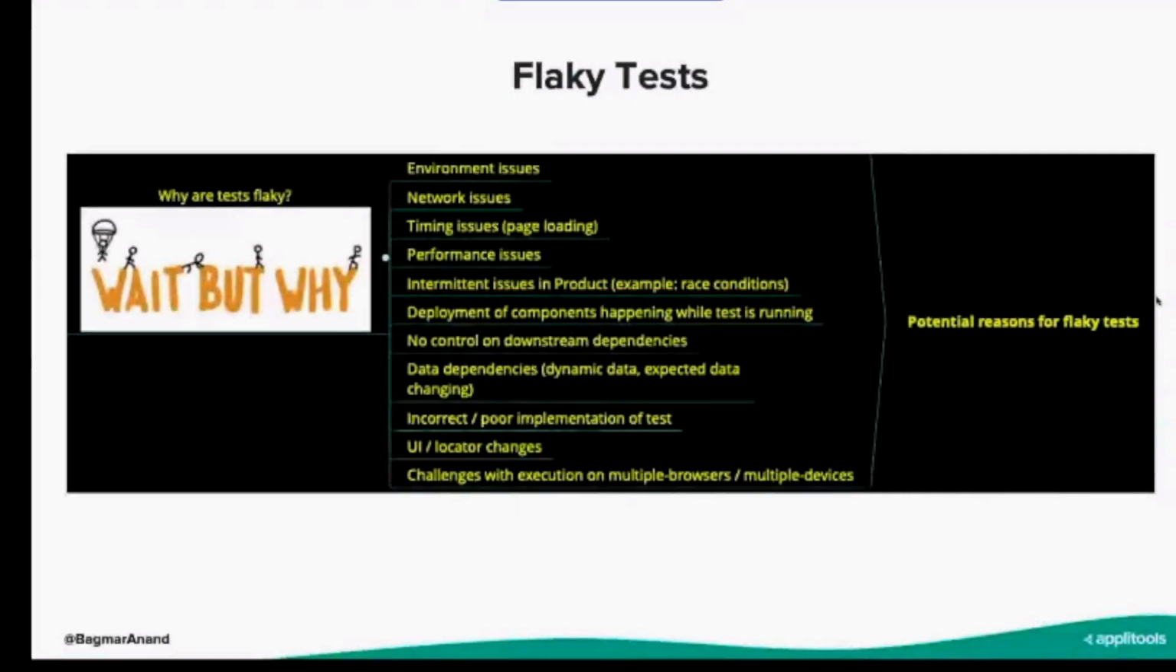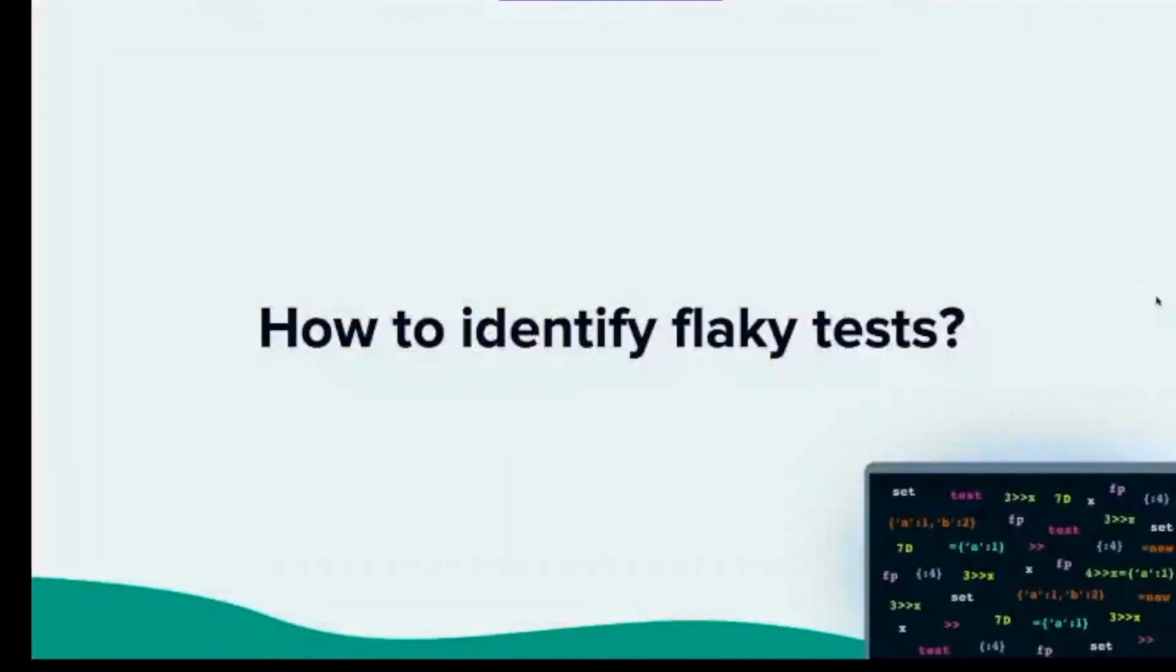If you dig deeper and look at what could be the potential reasons for tests to be flaky, there could be many. These are some of the reasons that I have explained over here. We are going to focus on a specific type of flaky test, and that is related to UI or locator changes, which also happens more often than what we would like to see in our projects. But before we try to answer the question of handling flaky tests, we need to know which are our flaky tests. How do you identify them?